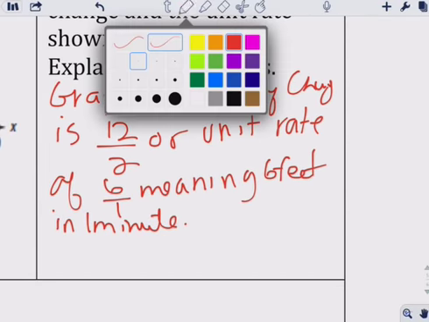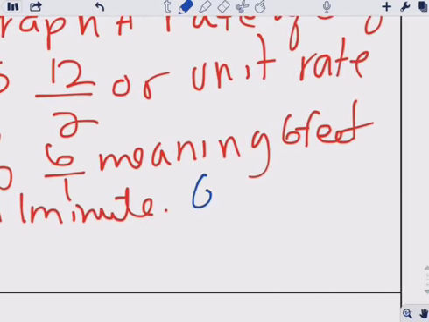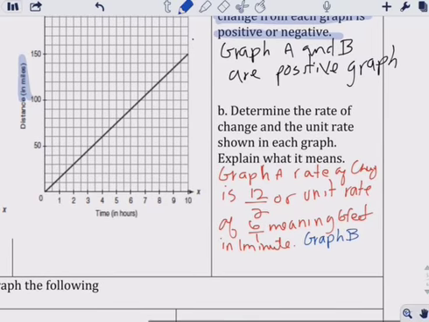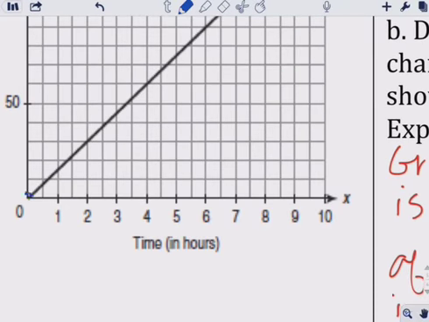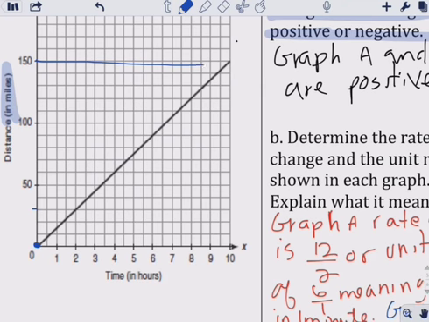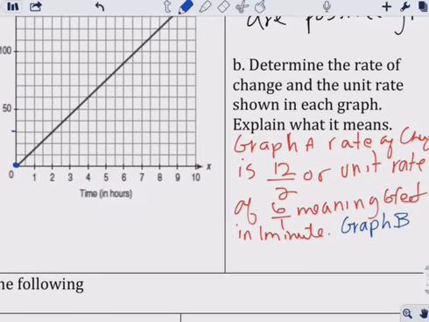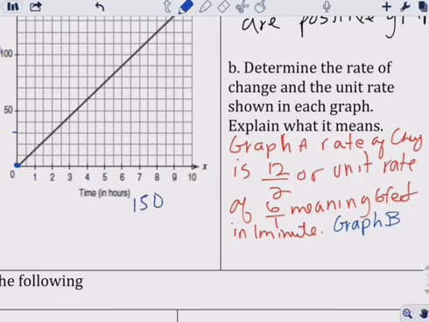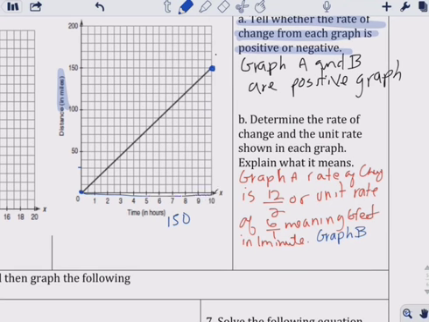Okay, now graph B. Let's look at graph B. Ooh, I stick with 0, 0. Safe spot. I'm not sure what this number is, so I'm not going to go for that one. Oh, I'll go to this one right here. That's a safe bet. So I'm up 150 and over all the way to the end, 10. 0 to 10. Aha! 15 over 1.